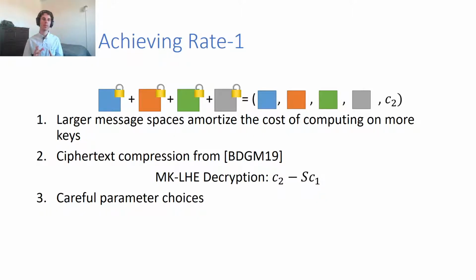The second piece of the puzzle is to use a ciphertext compression algorithm from Brzezinski et al. And this is going to compress multi-key linearly homomorphic encryption ciphertexts by making use of the fact that the modulus Q is even, as well as the multi-key linearly homomorphic encryption decryption procedure is also linear. You should see their paper for more details. Then, using these two observations, we can make some careful parameter choices to maximize their effect in order to finally achieve rate 1.